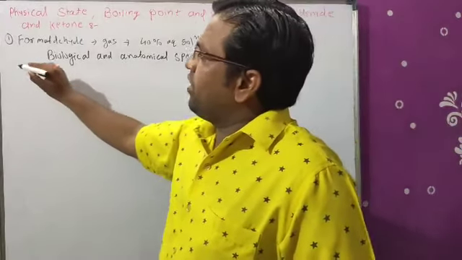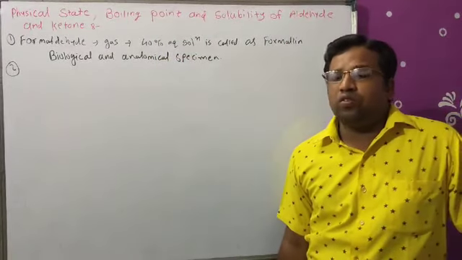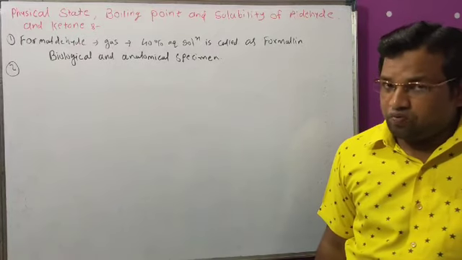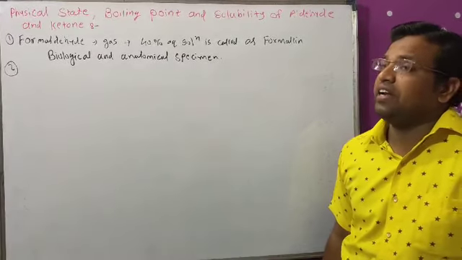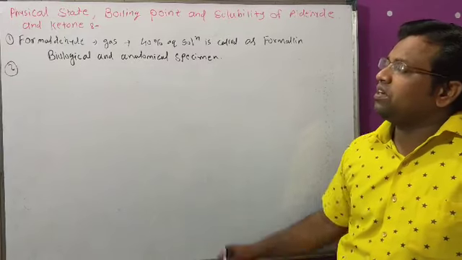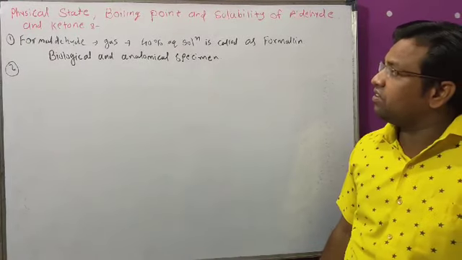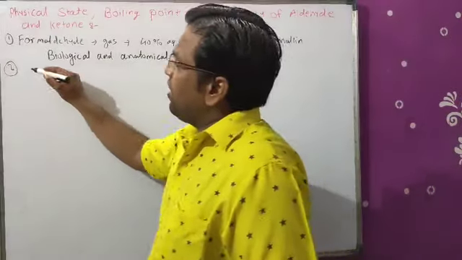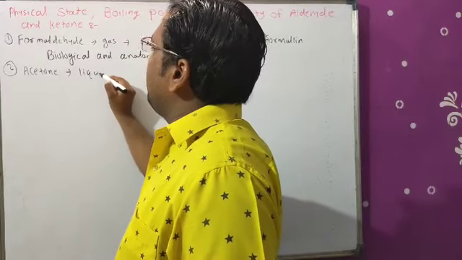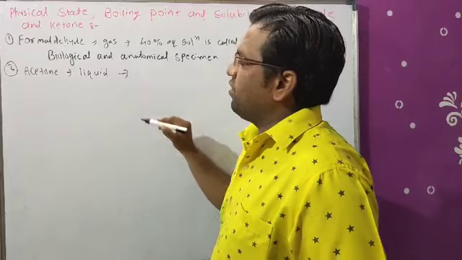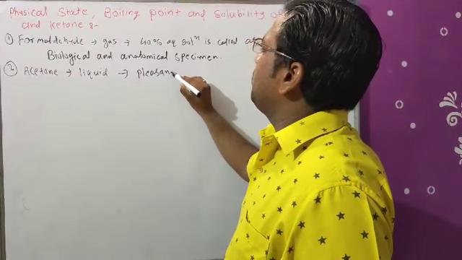Now our second point of the physical state of aldehydes and ketones, in which we see the ketone, that is acetone, is found in a liquid state at room temperature, and it has a pleasant odor. But formaldehyde has an irritating odor. Now our next point, ketone, that is acetone, is found in a liquid state at room temperature and has a pleasant odor.